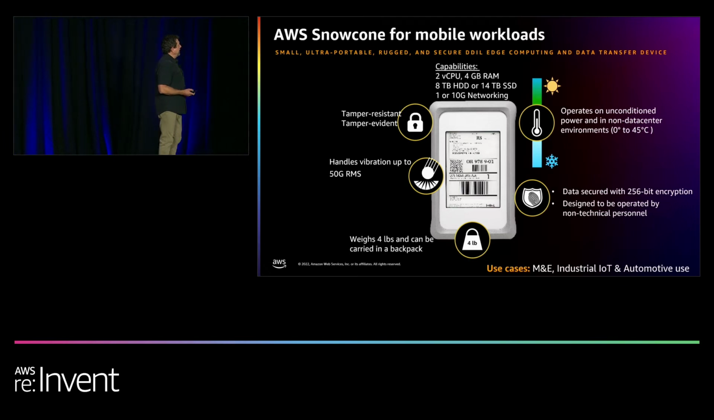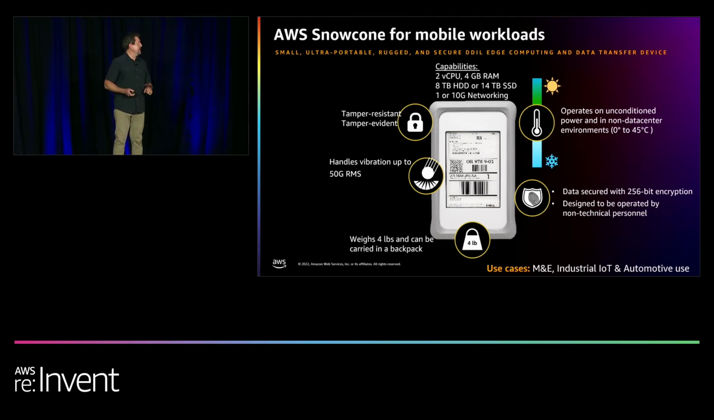It features 2 virtual CPUs and 4 gigs of RAM, and then it comes in either a spinning disk version with 8 terabytes of spinning disk, or an SSD version with 14 terabytes of SSD, and it can support either 1 or 10 gig networking.